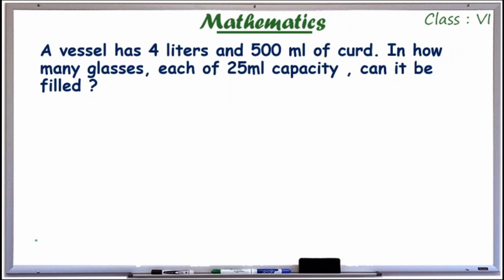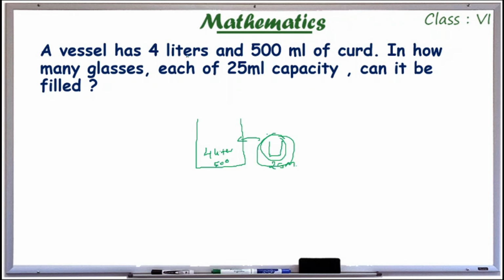So next question, a vessel has 4 liters and 500 milli of curd. In how many glasses each of 25 milli capacity can it be filled? So we have a total of 4 liter and 500 milli, and also we have a 25 milli glass. So how many 25 milli glasses are needed to fill this 4 liter 500 milli of curd? That's the question. How many of these small glasses are needed? So we have to divide this large 4 liter 500 milli by 25 milli.